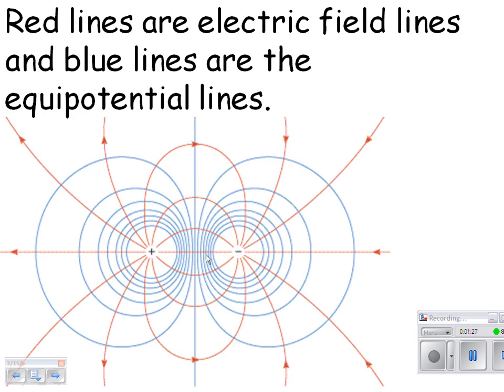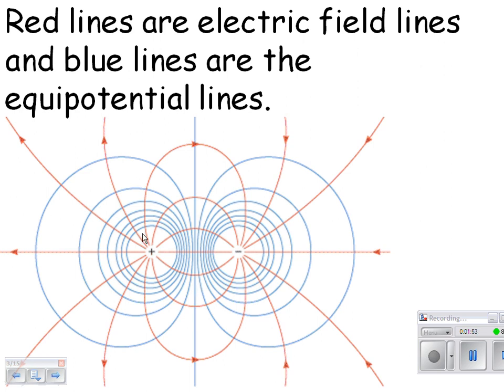So if you have here a positive charge and a negative charge, you'll see the red lines are the electric field lines. They come out of the positive and into the negative. And the blue lines are the equipotential surfaces. Anywhere along that blue line, the potential is exactly the same. So near the positive charge is an area of high potential, near the negative charge is an area of low potential, and right down the middle, that's probably a potential of 0.